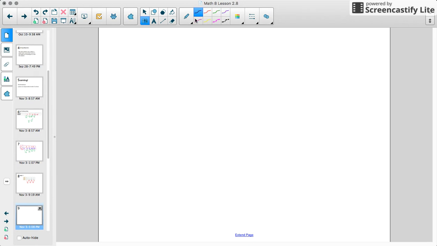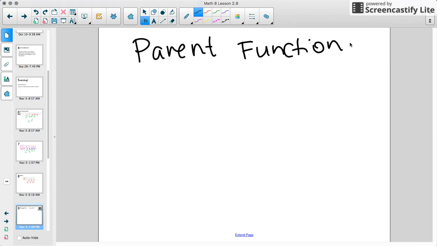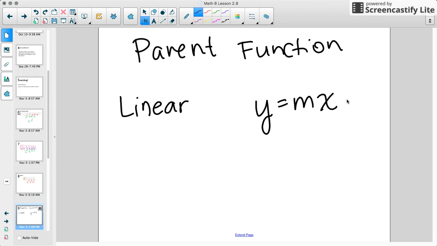For those of you who were here last year, we're going to go back to that slide. You might recognize this, the parent function. And I think Mr. Addo called it mother function, but I like to call it parent function. Last year, you looked at the parent function of a linear equation of a line. And that parent function was y equals mx plus b, or plus c, if you remember that correctly, right?